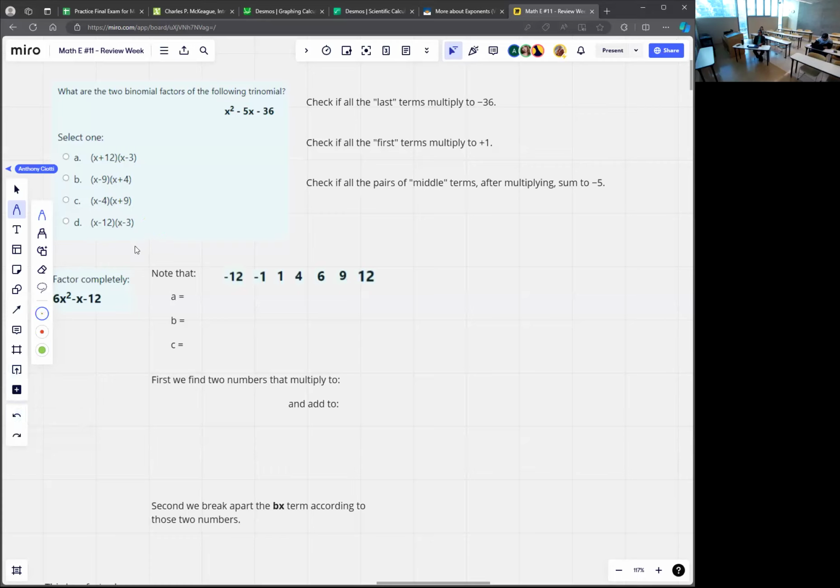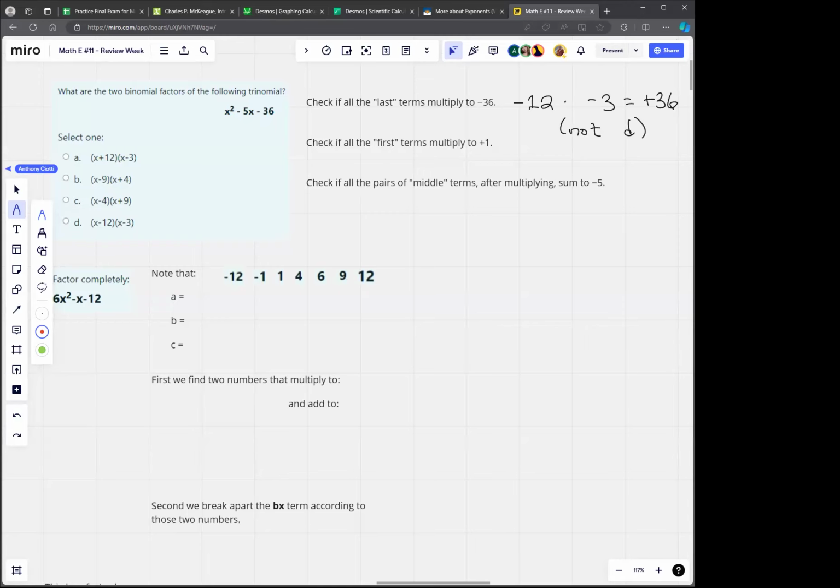So I will write it over here, so negative 12 times negative 3 is positive 36, so it's not choice D. Okay, do all the first terms make a positive 1 for the x squared? Yes. So now we can just say, well, it's not D. Which of A, B, or C have the middle terms add up to -5?